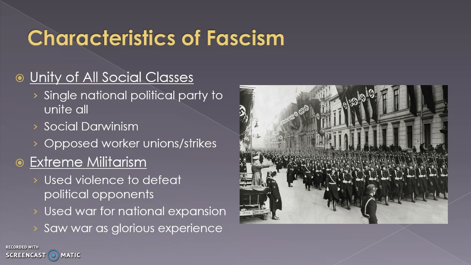A couple other characteristics of fascism include the unity of all social classes and extreme militarism. So fascists believe that there should be one political party to unite all of the people, and they also believe in social Darwinism, the idea that the powerful have the right to oppress or defeat the weak, and that the weak will die out. They oppose worker unions and strikes as well. They use violence to defeat their political opponents, and they also use war for national expansion. They believe that war is a glorious experience.